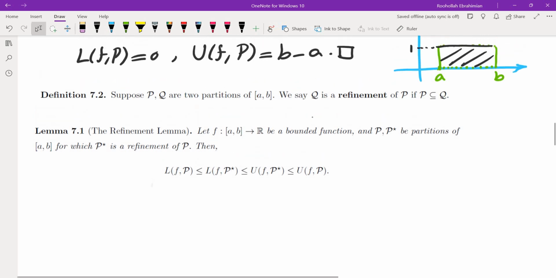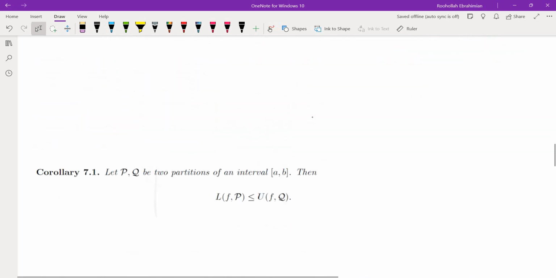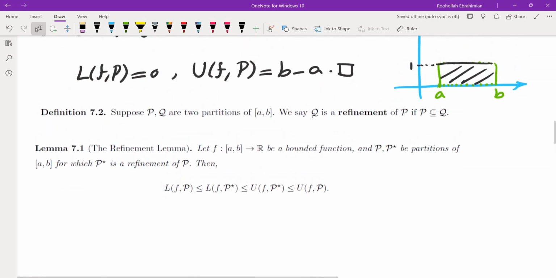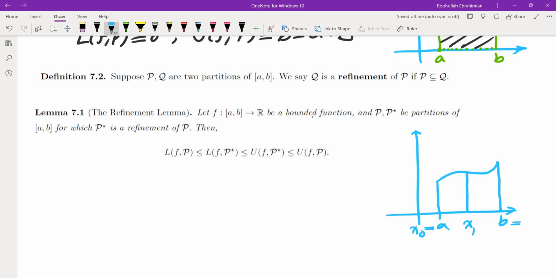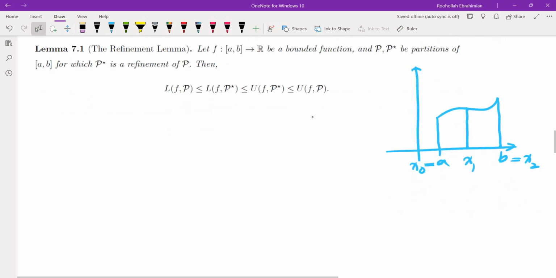Okay, so now one thing that intuitively makes sense is that if I take two partitions, I'm gonna draw this. So let's say I'm dealing with this partition. This is my partition P, x0, x1, and x2. So this is partition P. So P is x0, x1, and x2.